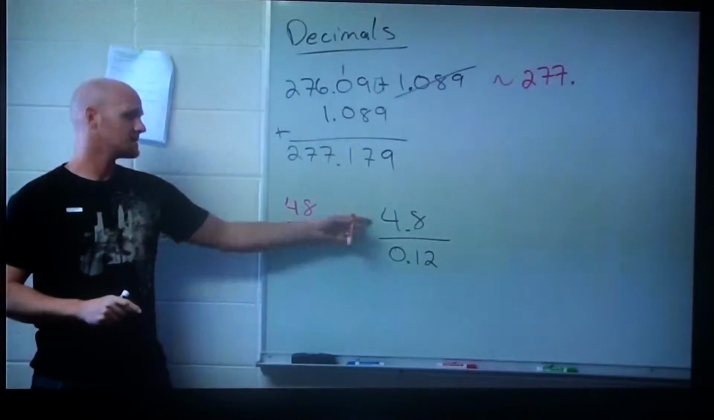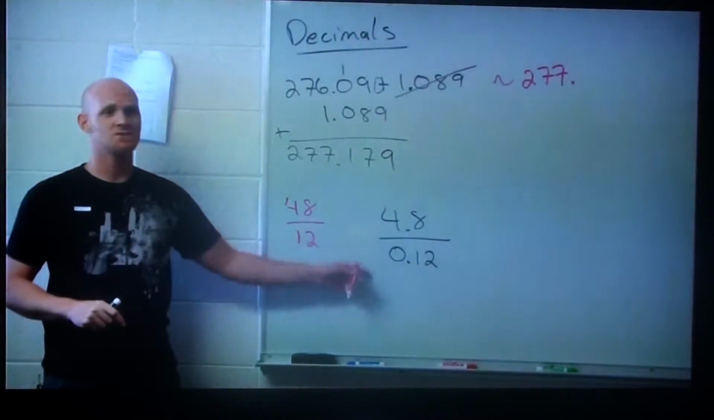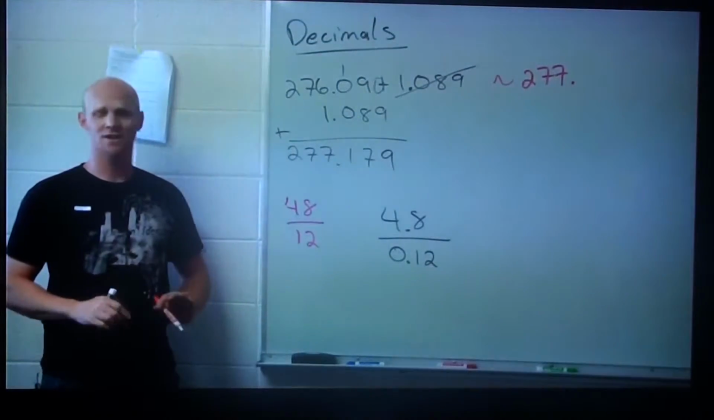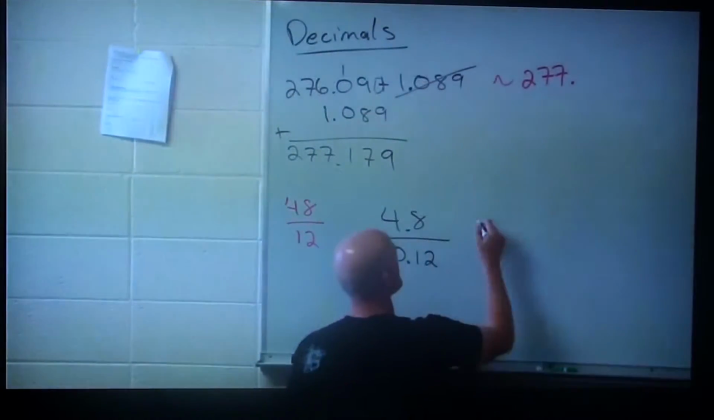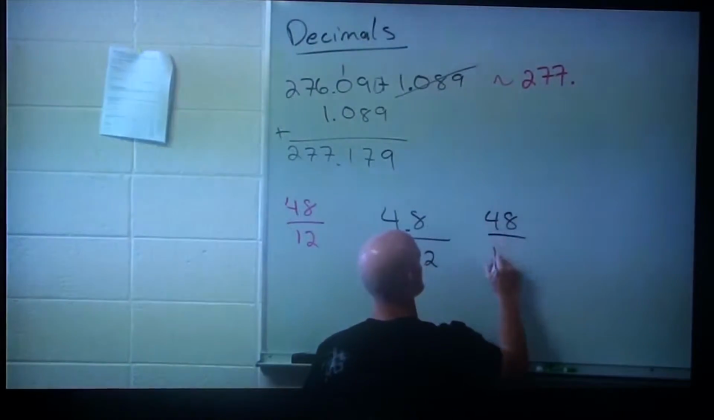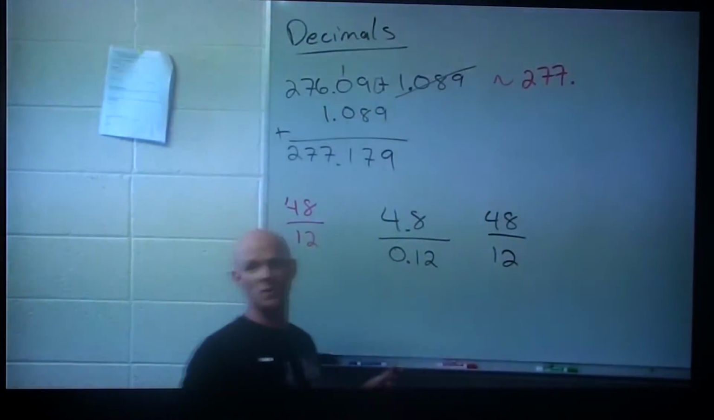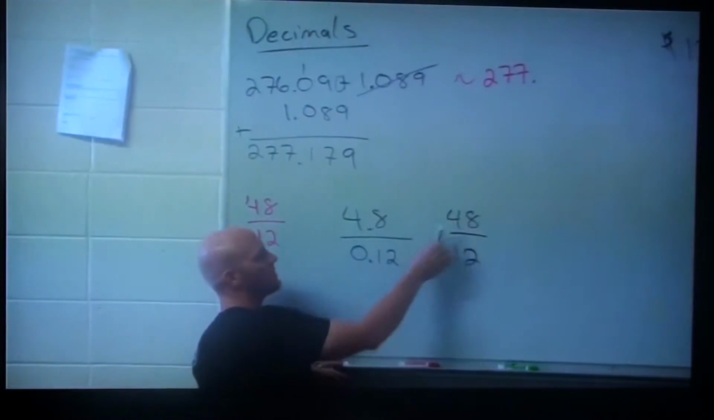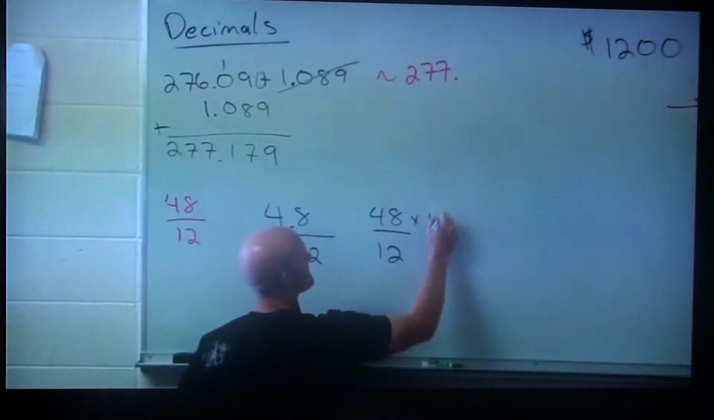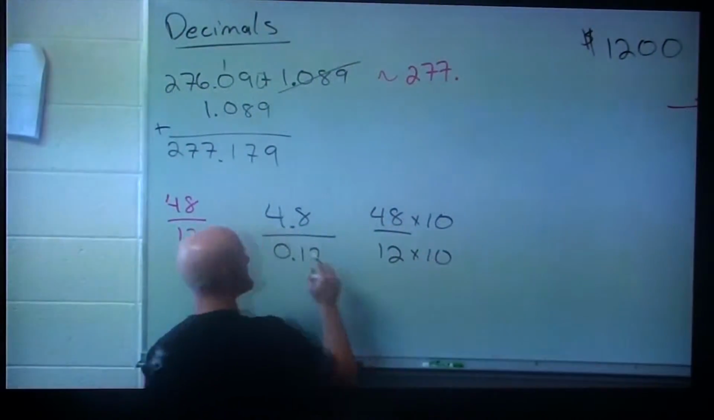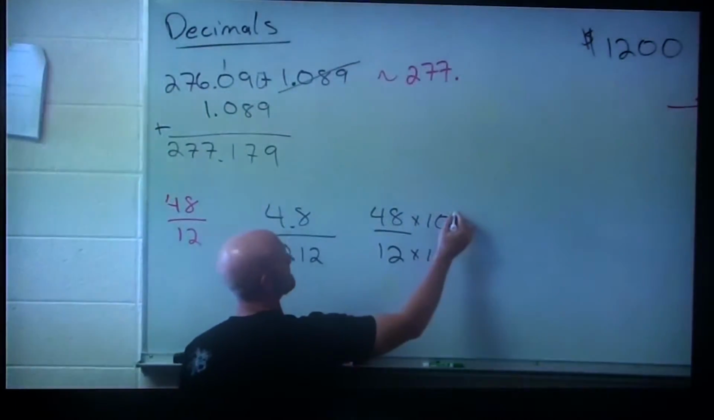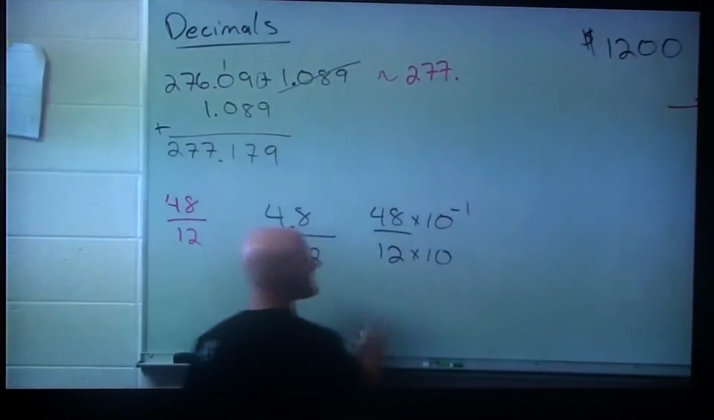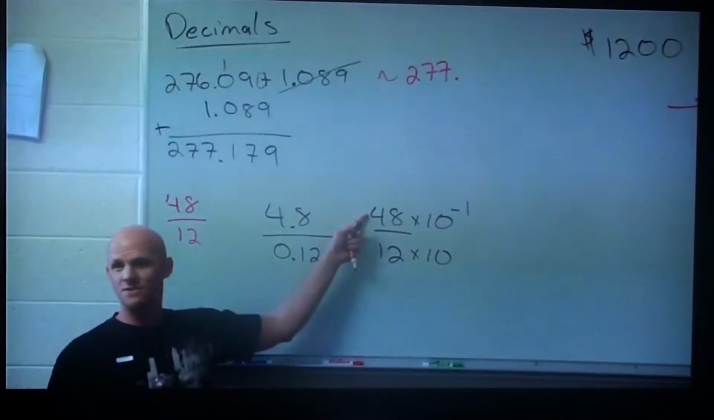What I like doing is, you can turn this into scientific notation or a fraction. I like scientific notation, I don't like fractions. In this case, I know 48 divided by 12 equals 4, so I want to ultimately turn this into 48 divided by 12. But how do I make 4.8 into 48? I have to add a power of 10. In this case, this is the same as 48 times 10 to the what? Minus 1.